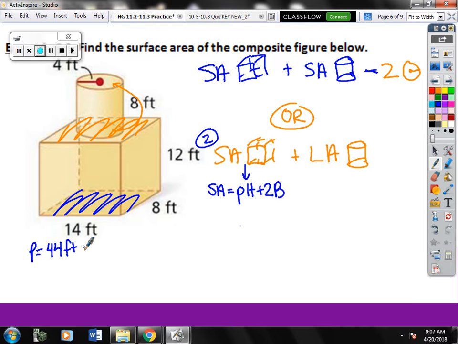All right, the height of the prism would be the height here, which is 12. And then remember, big B is the area of the base, which should be what? 112. 14 times 8. Plug that into your formula and find out what your surface area is. So it's basically like 2 problems in 1.